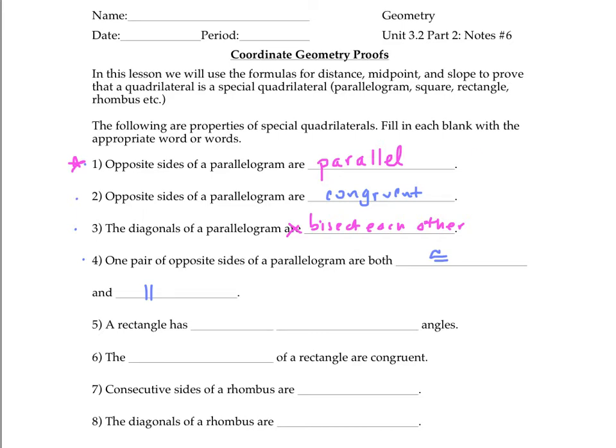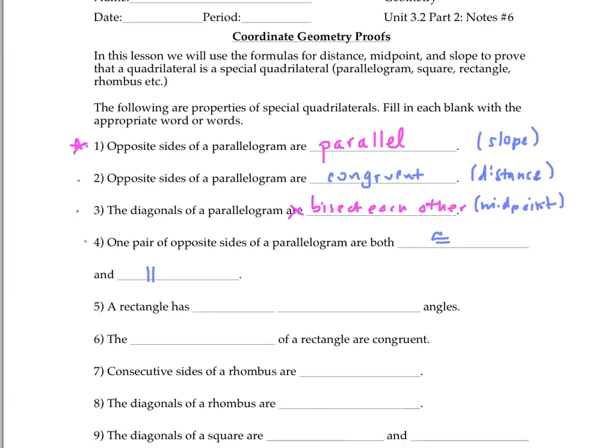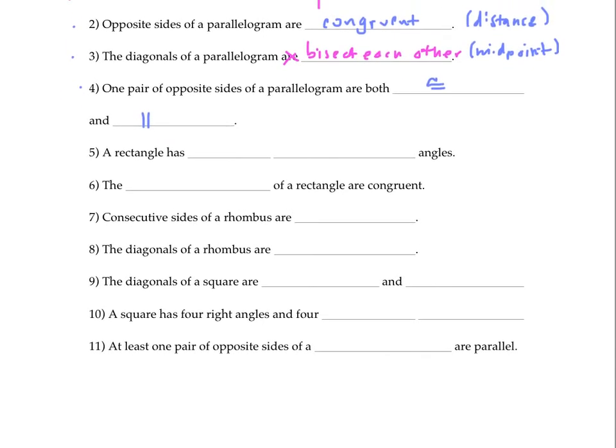And number one, to prove that the opposite sides are parallel, you would use slope. Number two, to prove that opposite sides are congruent, you would use the distance formula. And number three, to prove that the diagonals bisect each other, you would use the midpoint formula. And number four, you would use both the slope and the distance formulas. Okay, next let's take a look at number five.